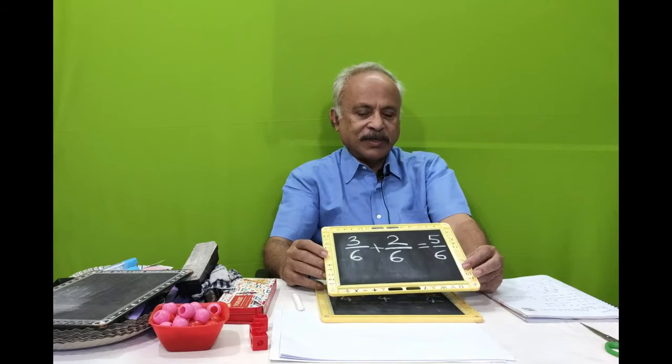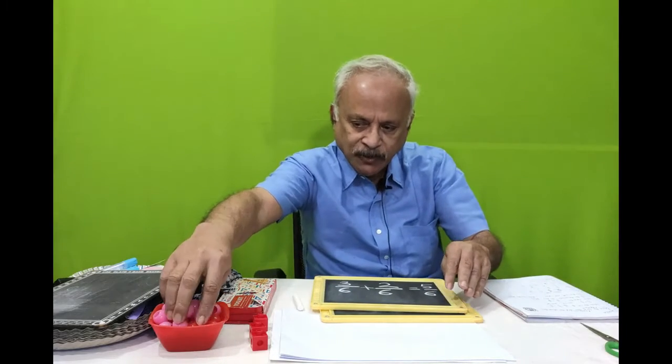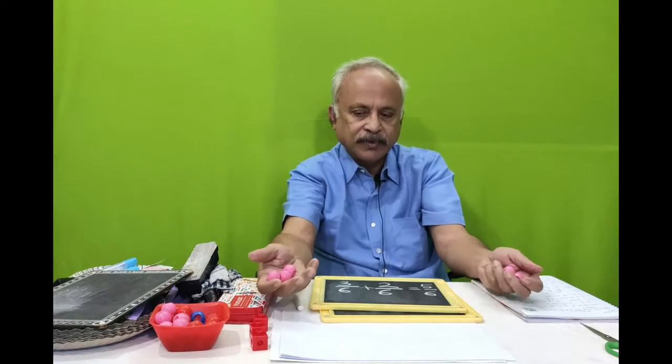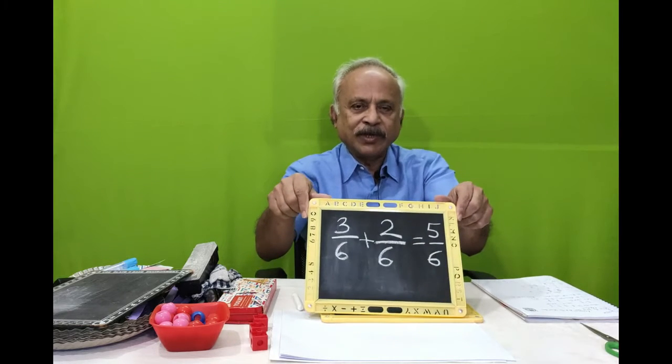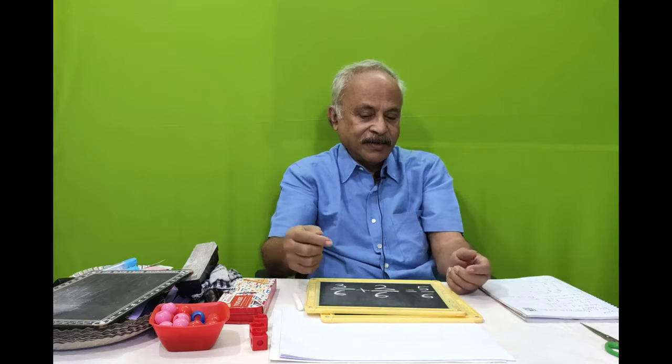So we see that this problem which we had done earlier, 3 plus 2, and this problem which we are doing now with the fraction pieces, are they different? No. They are the same, provided the pieces are all of the same size.